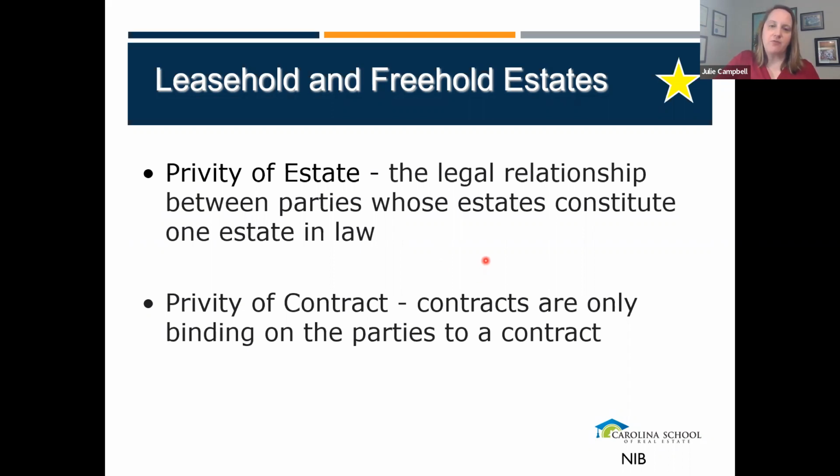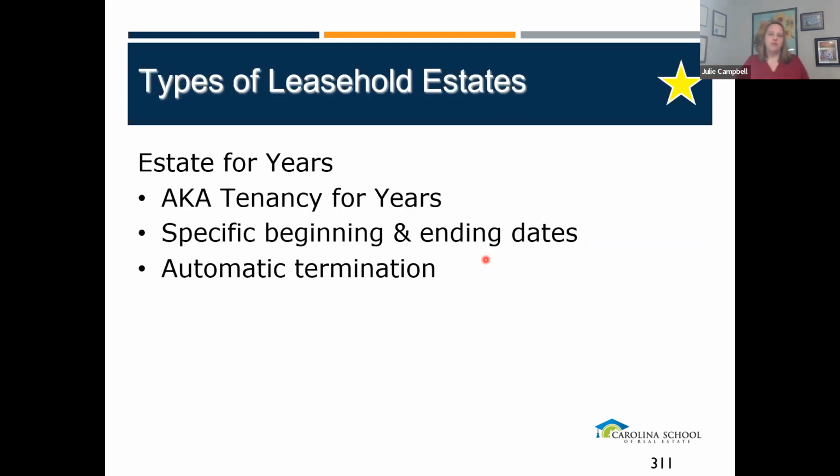So the first type of leasehold estate is called an estate for years, also known as a tenancy for years. In an estate for years, you have a specific beginning date and you have a specific ending date. And when it's over, it's over. We don't have to give each other notice. We both signed a lease saying it's going to start today and it's going to end a year from now on February 15th, 2023. It's an automatic termination. There's no notice. It's over.